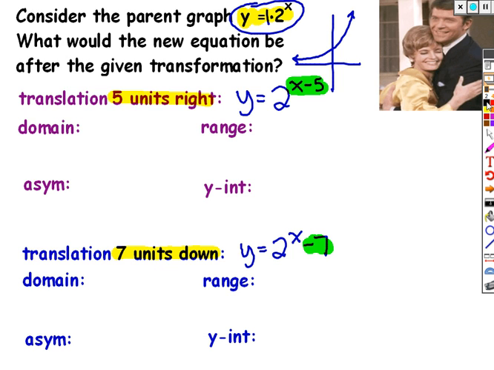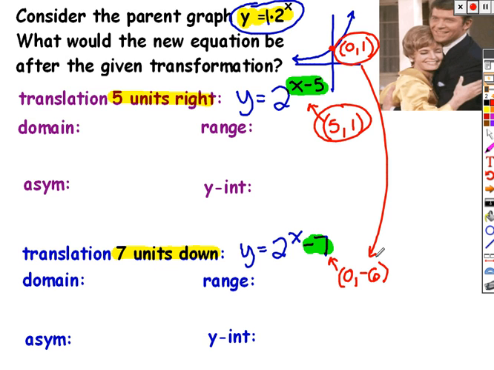You could check: on your parent graph, if I plug in 0, I get out 1, since 2 to the 0 is 1. Now for this function, if I plug in 5, I'd get out 2 to the 0, which is 1. So this point is moved 5 to the right. And here, if I plug in 0, 2 to the 0 is 1, and 1 minus 7 is -6. So from my parent graph, that point's moved 7 down. That's one way to think of what's going on.